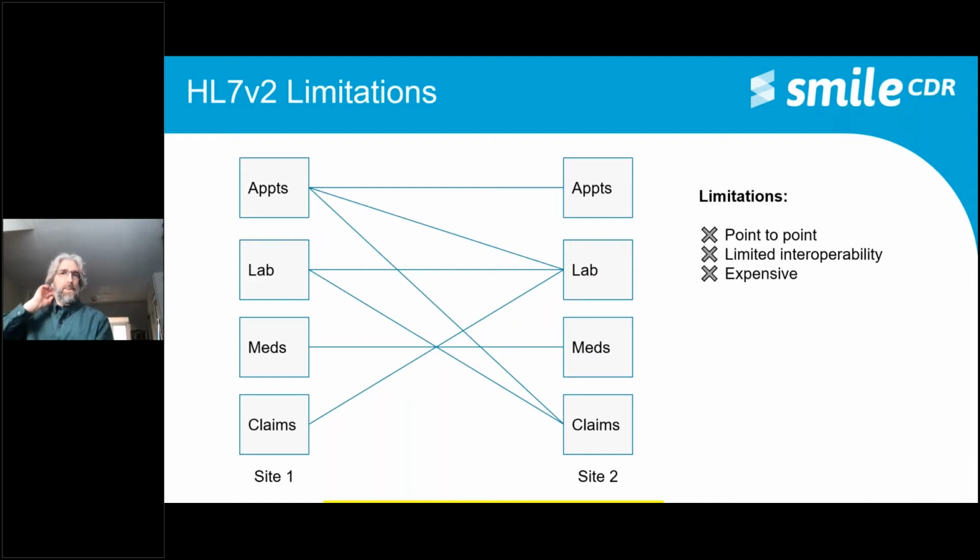The challenge with V2, biggest challenge is really it's a point-to-point protocol. And although there are some defined standards for the formats, in general, the messages you get out of one lab system will be different from the messages you get from another lab system. So building interoperability on top of V2 had really serious limitations. It's very expensive, and you just end up building a bunch of one-off connections.